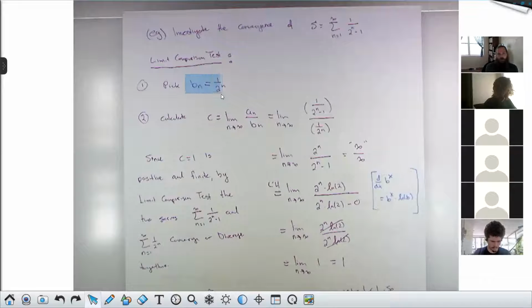So I chose the thing to compare against by taking the dominant term of the top, which is 1, and the dominant term of the bottom, which is 2 to the n. So I think this thing is very similar to sigma 1 over 2 to the n, because the only difference between the two is the minus 1 here. Okay. So as long as you pick the most important terms, that can be your Bn? That's the idea. Yep.